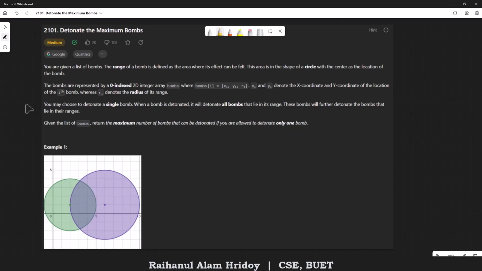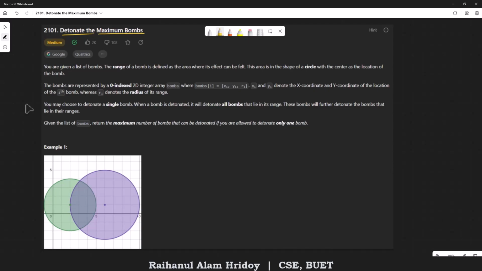Hey everyone, welcome back. Let's solve today's Leetcode daily challenge problem. The problem name is Detonate the Maximum Bombs. After reading this name, you will think that the problem can be hard, but after my description, you will see that the problem is very easy to solve.